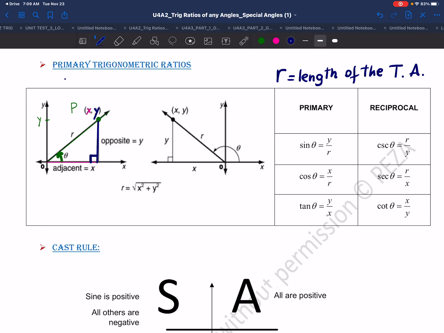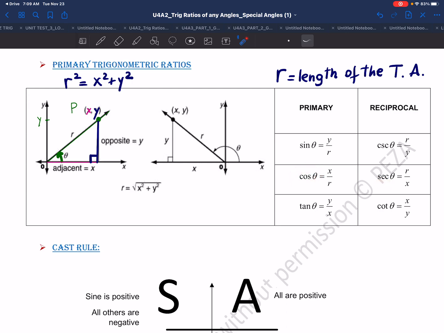According to Pythagorean theorem, we're going to say that r squared equals x squared plus y squared. So if we knew the coordinates of a point on the terminal arm, we can easily evaluate r. Reciprocal ratios are, for sine theta, the reciprocal is called cosecant theta. For cosine theta, the reciprocal is called secant theta.